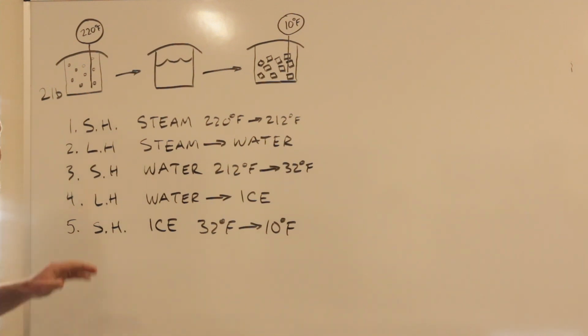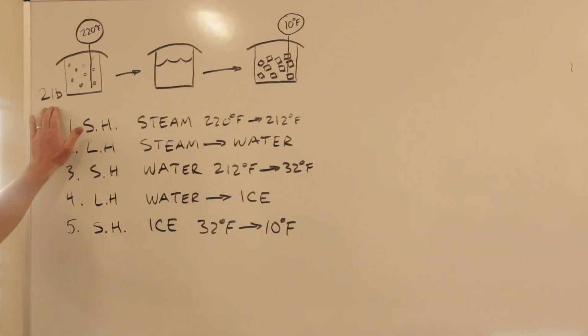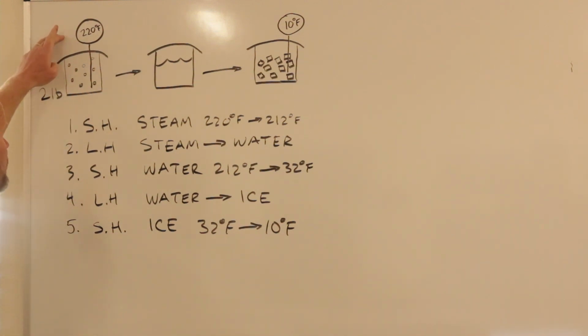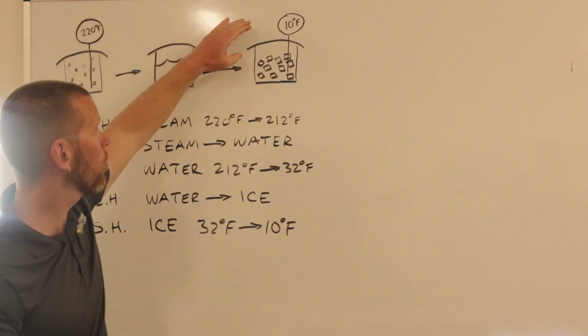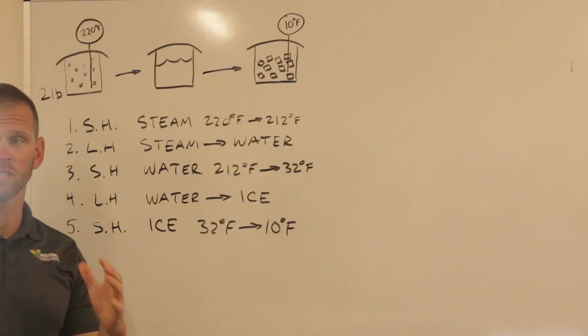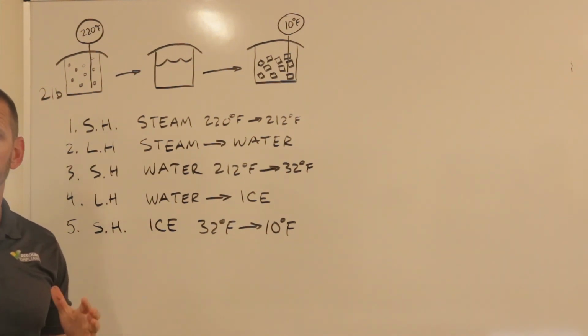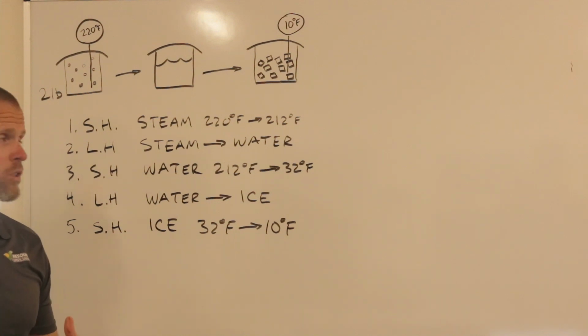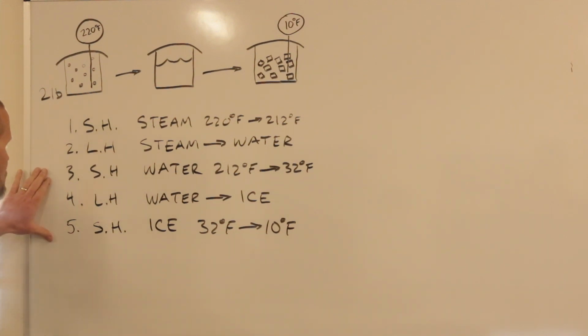All right, in this example, this is kind of the most complicated example we'll have to interact with in this course. We have 2 pounds of water that's in the steam form, and it's at 220 degrees Fahrenheit, and we want to change it all the way into ice at 10 degrees Fahrenheit. All right, so at first glance, this might seem intimidating, but don't be intimidated, because each individual step, we have all the tools to complete. There's actually 5 steps to this problem.